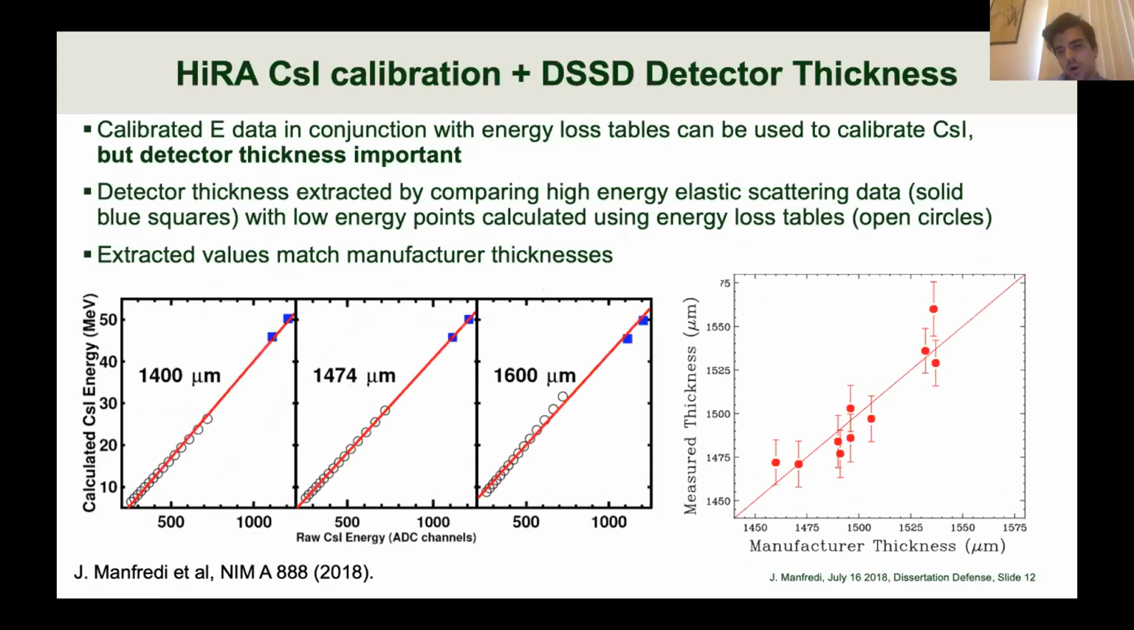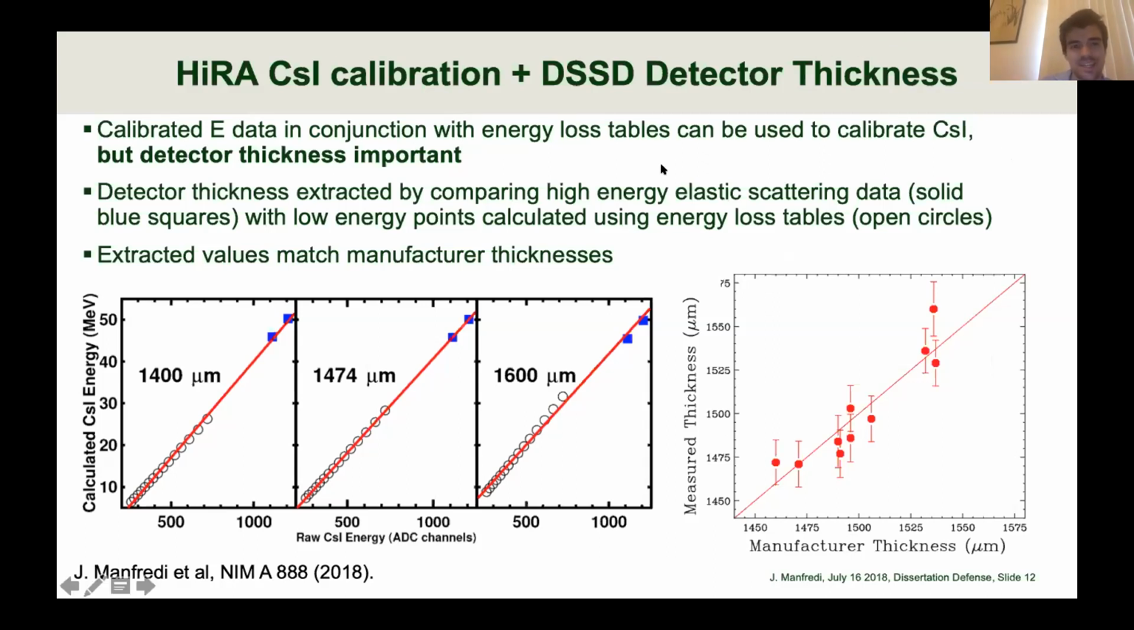We also, in order to calibrate the cesium iodides, did detailed characterizations of the thickness of this double-sided silicon detector. So basically, in order to calibrate the cesium iodide data, we used energy loss tables as well as the calibrated energy in the E detector to understand or calibrate the response in the cesium iodide detector. If we know how much energy a particle deposits in the silicon, we can tell how much is left over in the cesium iodide. But when you do this calculation, it's very sensitive to the specific detector thickness.